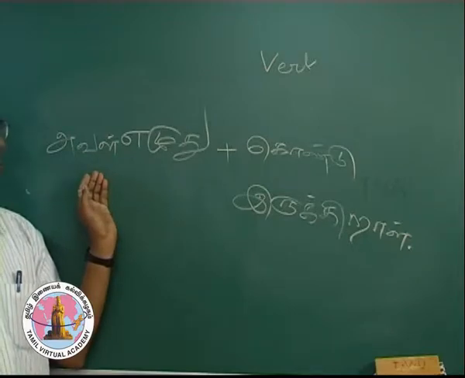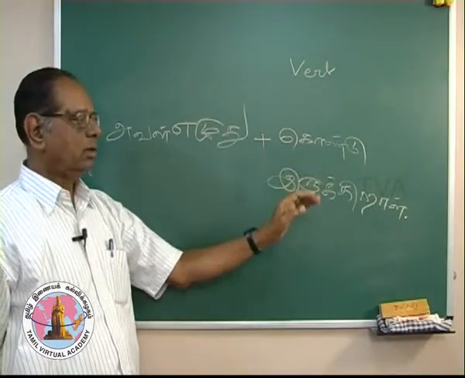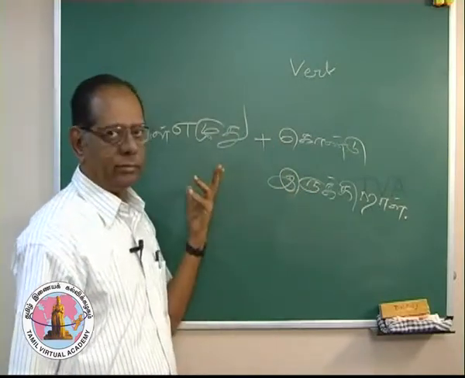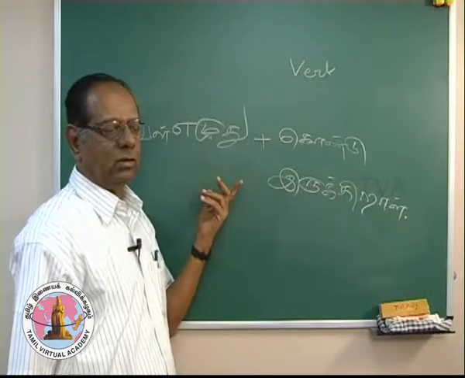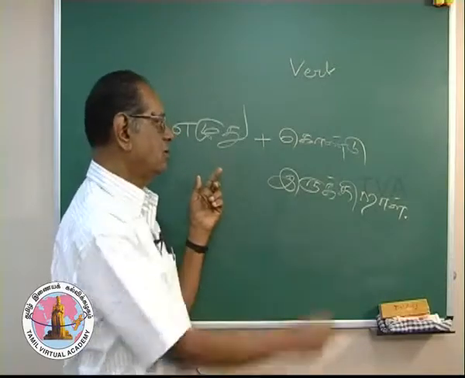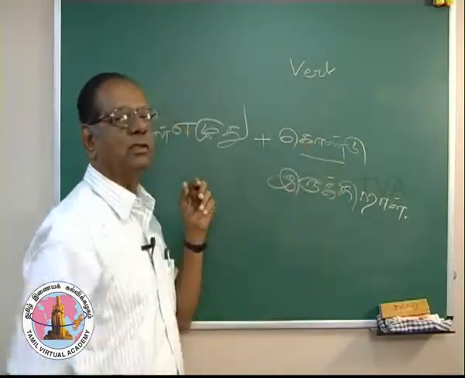அவள் எழுது plus கொண்டு இருக்கிறாள். Am I right? I have fulfilled all the requirements. I have got two verbs. This denotes the tense. This denotes action. And I have added the suffix. Am I right?